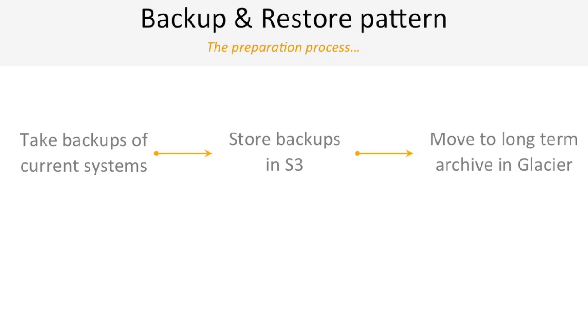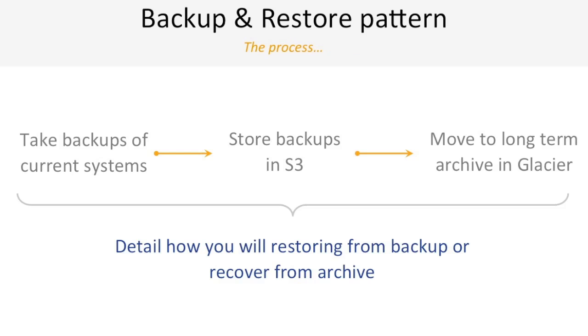So a classic backup and restore pattern would be you're going to take some backups of your current systems, move them using some tool, and I can talk about some of those in a moment, into S3, and then ultimately when you don't need them very fresh anymore, or the recovery point might be way out in the future, you move them to long-term storage in archiving, Glacier.